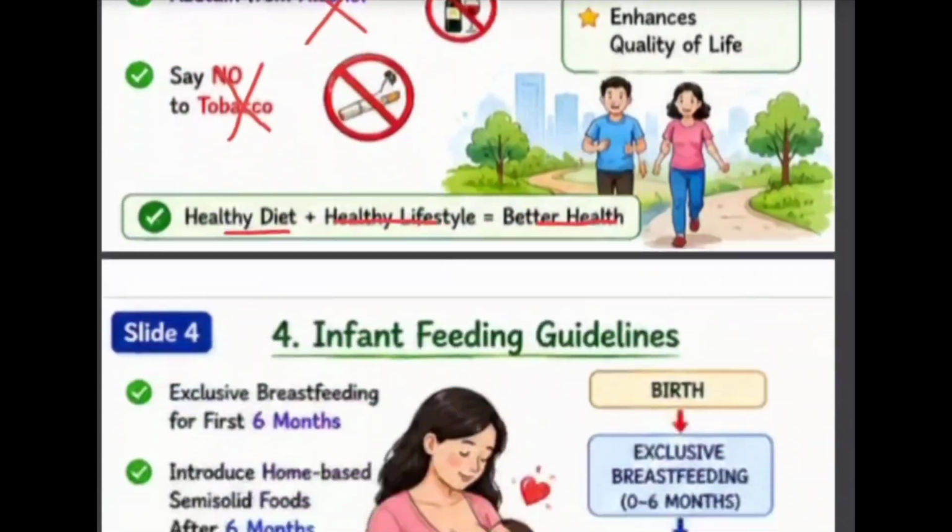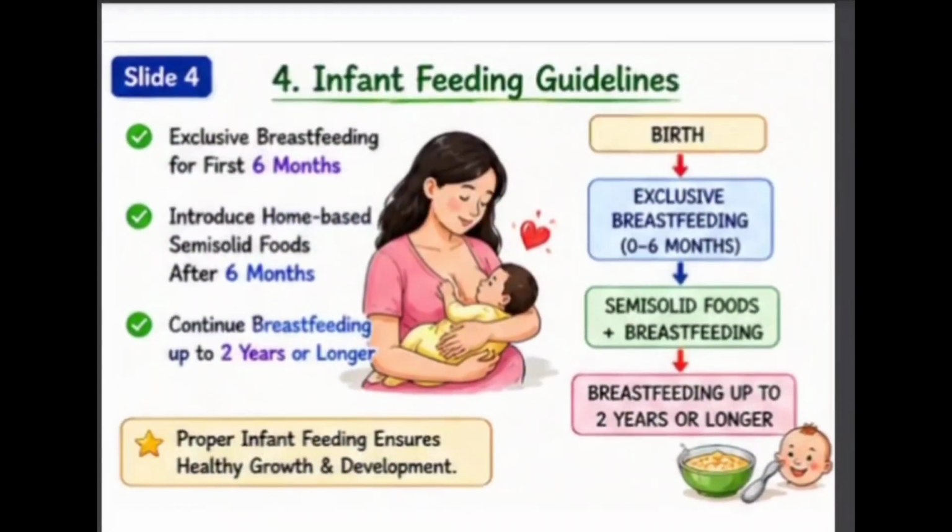Now, let us move on to another important topic, that is infant feeding guidelines. Proper nutrition during infancy plays a crucial role in growth and development. Let us understand the recommendations. First, let us discuss exclusive breastfeeding. Infants should receive only breast milk during the first 6 months of life because breast milk provides all the essential nutrients required for healthy growth and also strengthens the baby's immune system.